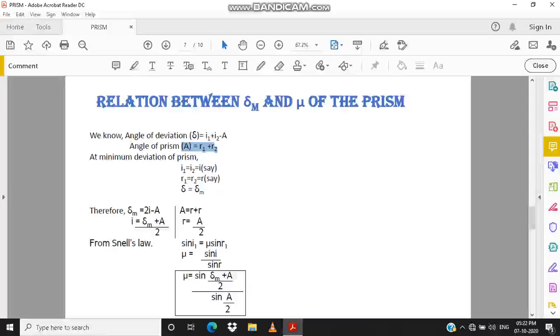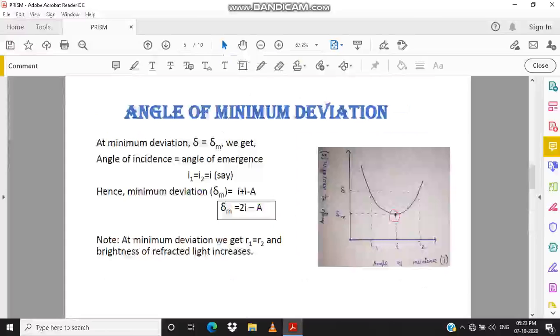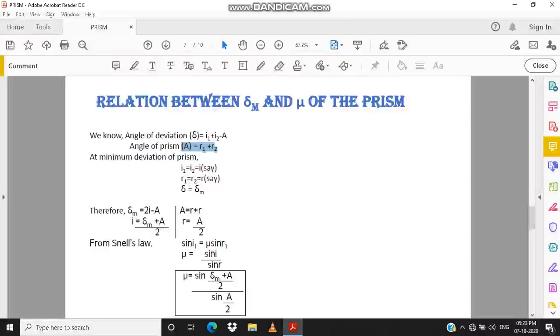At the minimum deviation position, what was the condition we saw previously? At the minimum deviation position, the angle of incidence I1 will be equal to the angle of emergence, so that was taken as I, and similarly R1 and R2 will be equal. We said it as R. Delta we considered as delta m because it is the angle of minimum deviation. We already know that delta m equals 2i minus A. We just calculated it before. Therefore delta m equals 2i minus A.